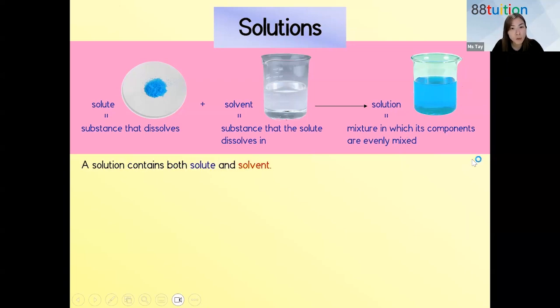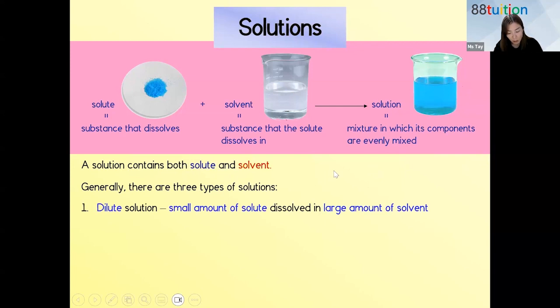If you are copying notes, please do not copy notes because I will be sending you these slides. During break time, you will get the slides from me. The most important thing is you listen first. Now, a solution definitely will contain solute and solvent.